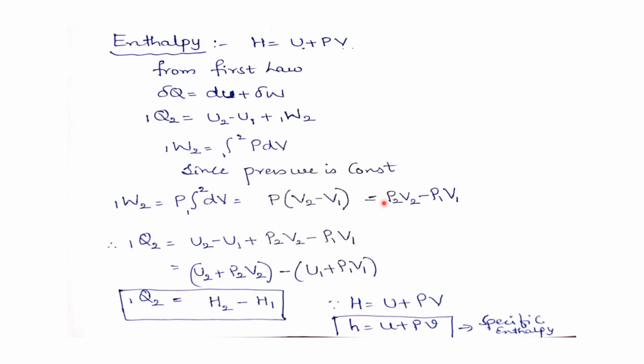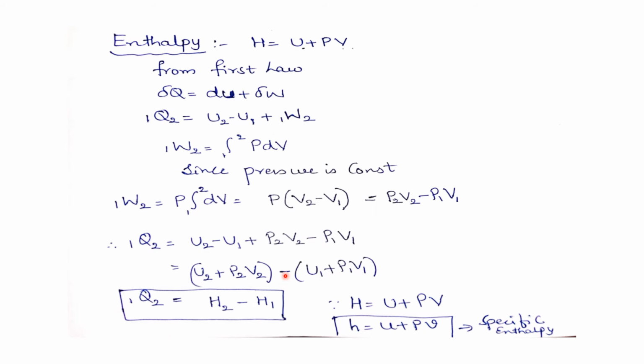So easily I can write, since pressure is constant, that P1 is equal to P2. So I have written here P2 V2 minus P1 V1, because pressure is constant, that is P1 is equal to P2 equal to P. We can write this here for constant pressure. Now I will substitute this value in this equation. See here, now 1Q2 is equal to U2 minus U1 plus P2 V2 minus P1 V1. Now I will take the U2 and P2 V2 terms to one side, and the U1 and P1 V1 terms to the other side. So U2 plus P2 V2 minus, I will take outside, U1 plus P1 V1.